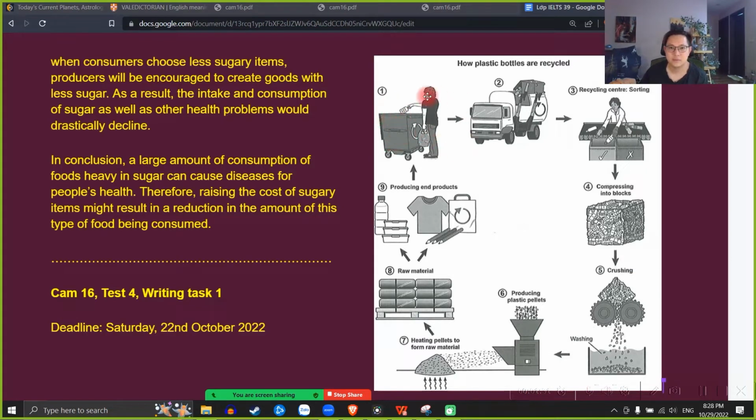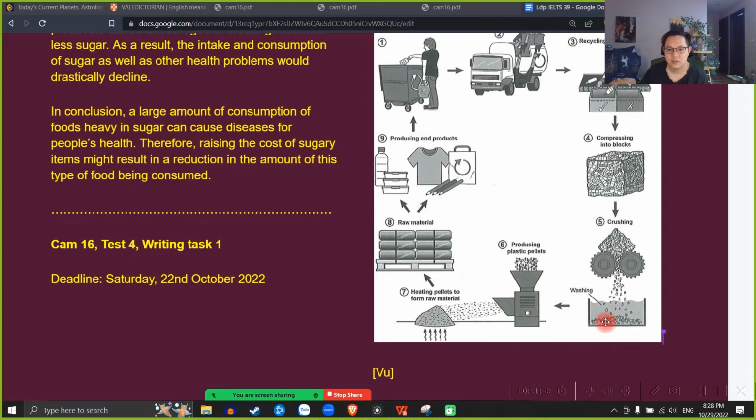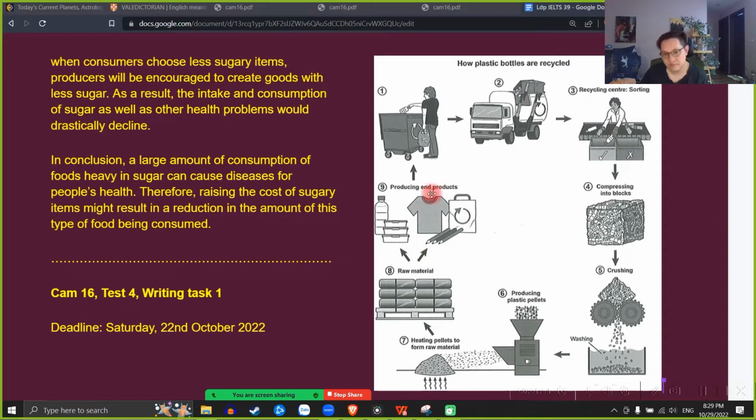Okay, so throw it away and then recycled, center, sorting out, and compressing into blocks, crushing, and then washing it, producing plastic pellets, and then they heat it to form raw materials, and the raw materials are made into end products. Sản sinh ra những sản phẩm cuối cùng. And then when these products break down into trash, it is recycled again.